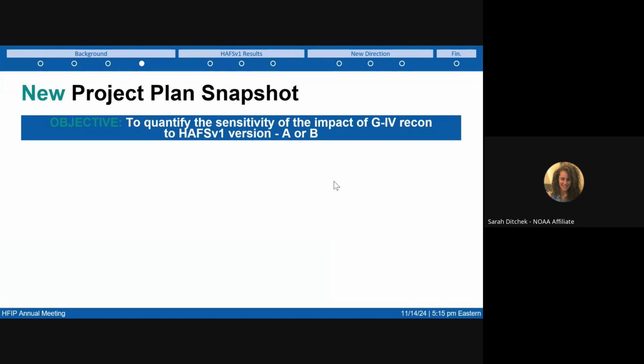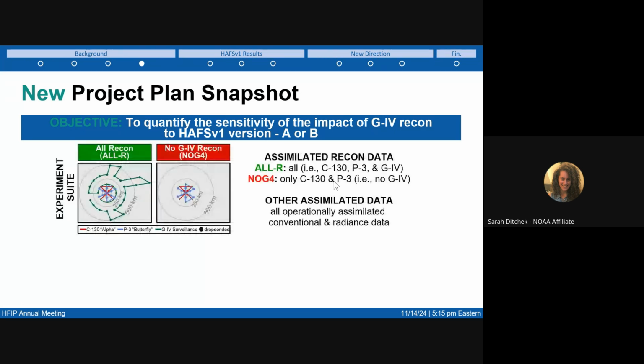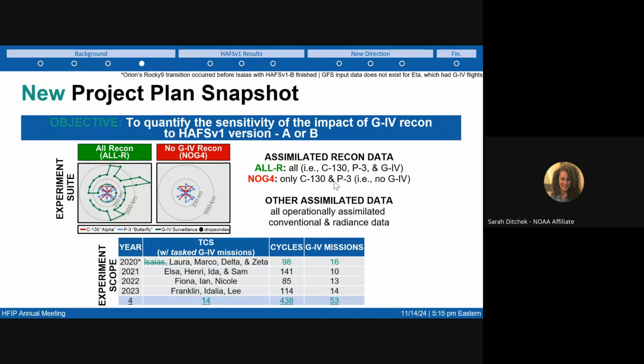The new objective is to quantify the sensitivity of the impact of G4 recon to HAFS V1 version A or B. The experiment suite and data that is or is not assimilated is the same. There is a slight difference in scope though.